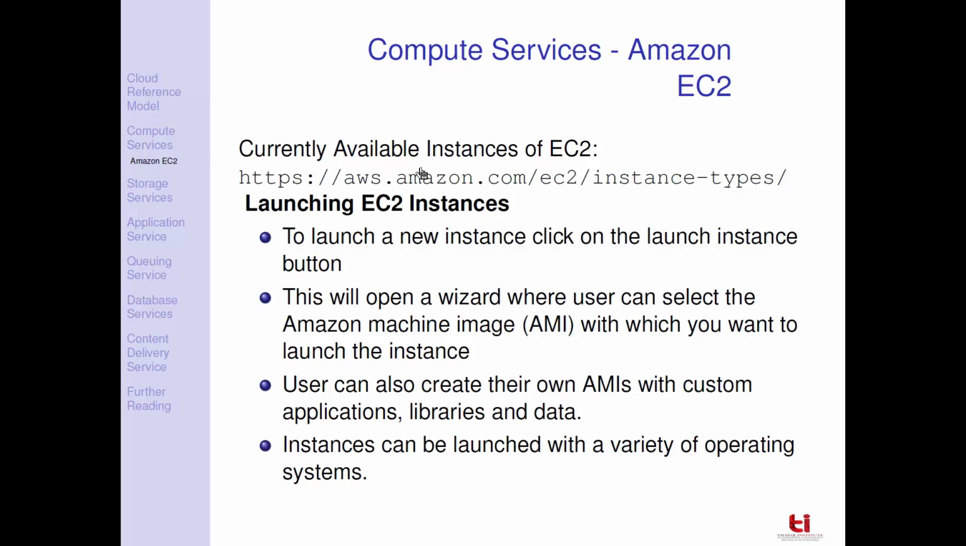So in this lecture, we saw the cloud reference model, wherein we saw the various layers in the cloud reference model. Then we saw what is a compute service, and we saw one example of compute service, which is Amazon EC2, which is an infrastructure as a service. There are other cloud providers which are providing compute services, for example, Google Compute Engine and Windows Azure virtual machines. But Amazon is the biggest player in providing infrastructure as a service.